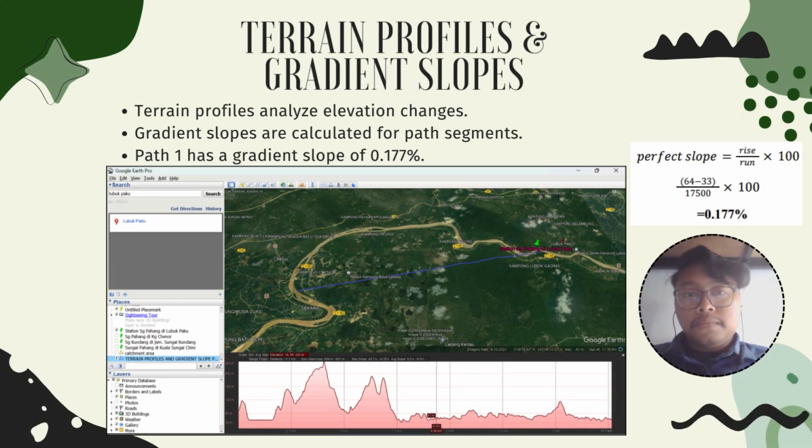For the terrain profile and gradient slope, terrain profiles analyze elevation change. Gradient slopes are calculated for each segment. Segment 1 has a gradient slope of 0.177%. You can find the gradient slope with the equation of the percentage slope: rise over run multiplied by 100. These are the maps of the data of the terrain profile and gradient slope.